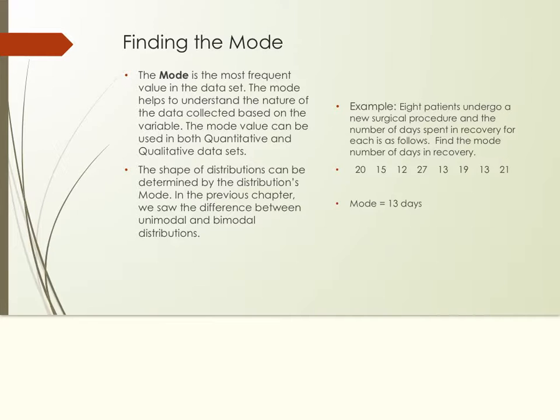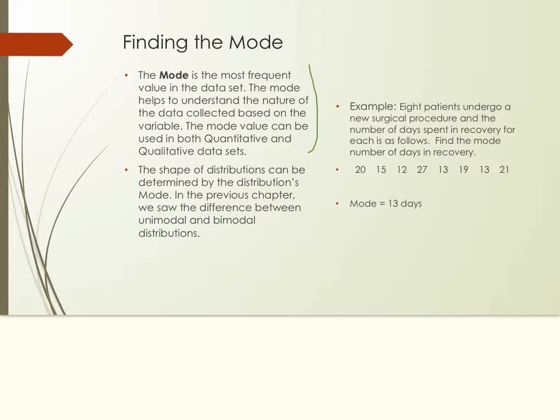Another important part of the distribution may be the most frequent value in the distribution. It's not always calculated, but it does have an effect on the statistics. So again, the mode is the most frequent value in the data set. And basically, you can find the mode both for quantitative and qualitative data sets, whereas for the mean and the median you cannot.